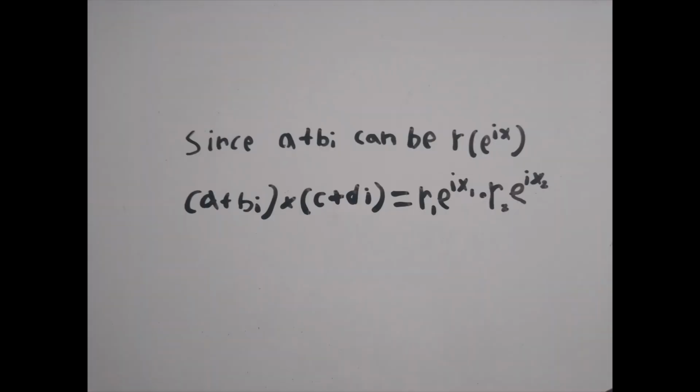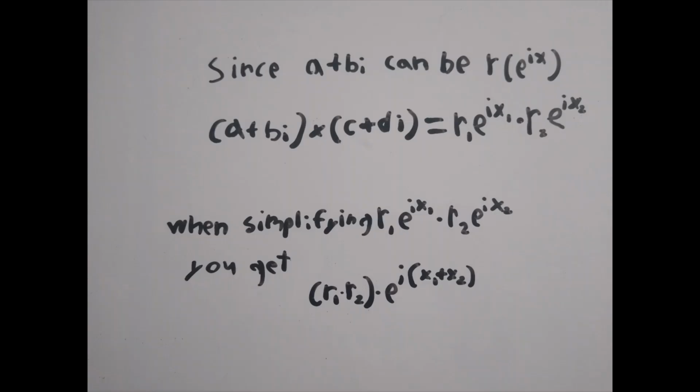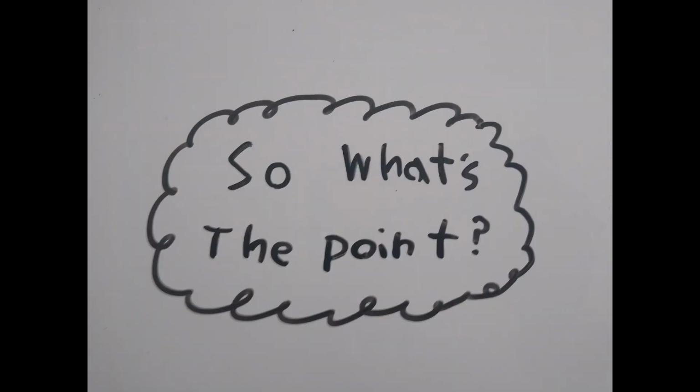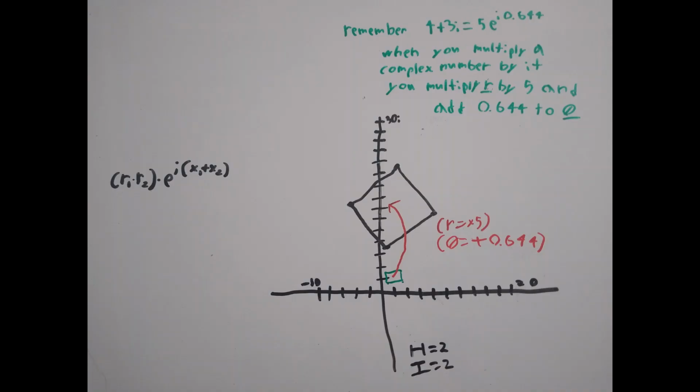There is an easily provable mathematical reason for that. Since all complex numbers, or even non-complex numbers, can be rewritten as r times e to the ix, multiplying two complex numbers is the same as multiplying r1 times e to the ix1 times r2 times e to the ix2. And it simplifies to r1 times r2 times e to the i times x1 plus x2. This completely explains why multiplying complex numbers acts this way. You multiply by r and add theta.